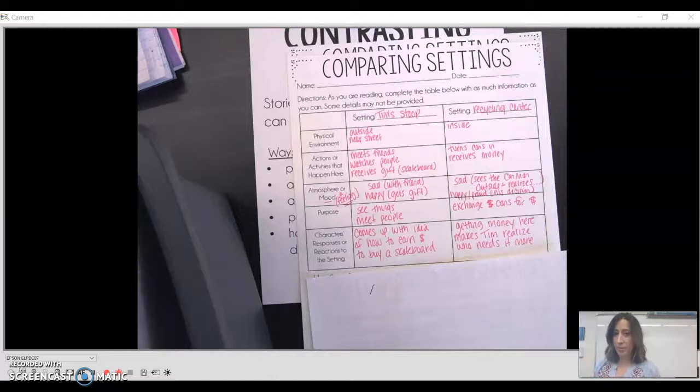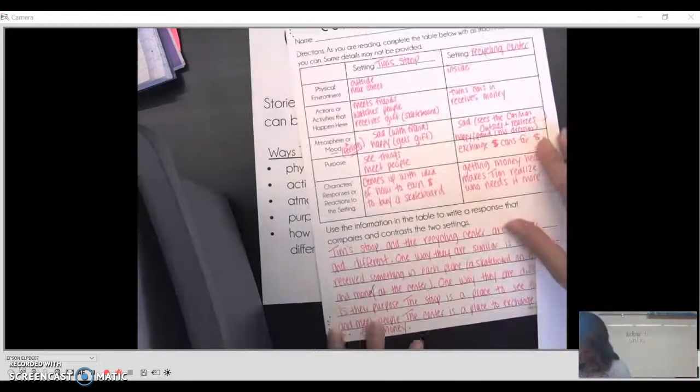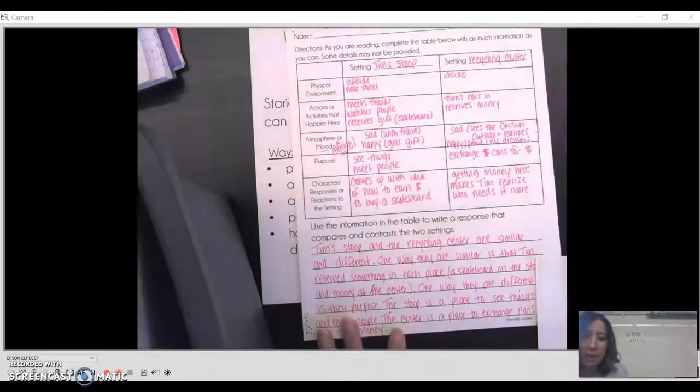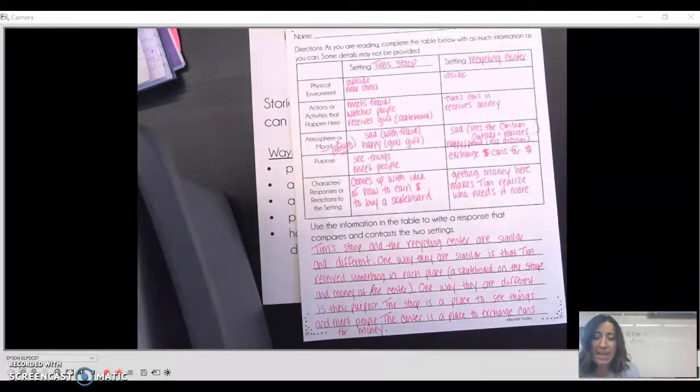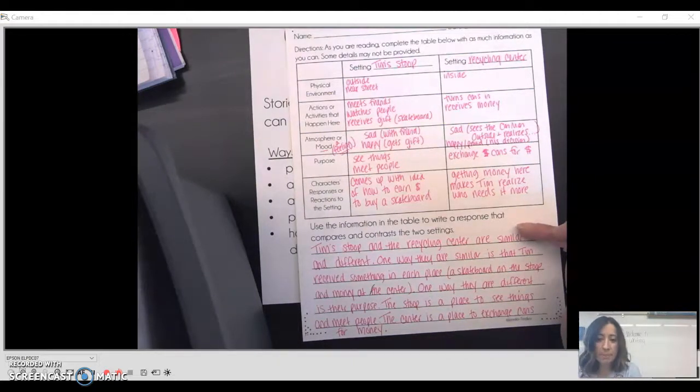Choose the 3 that make the most sense for your story, for your settings, and for what you know about your settings. The last step, just like we did with characters, is to take our thoughts and compose them in an answer. So here's what I did. Again, too much. I didn't take everything in my chart. I picked and chose what I wanted to say. The goal here is for me to write a response that compares and contrasts the 2 settings. This is what I wrote.